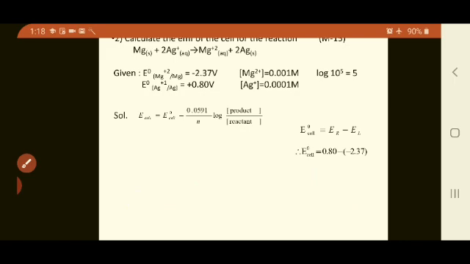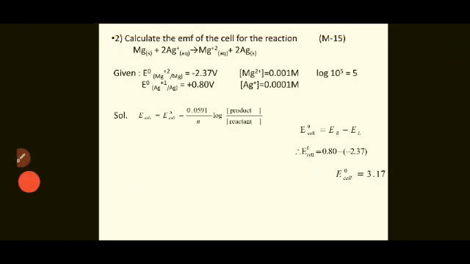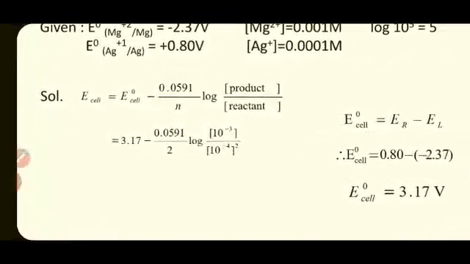E naught cell. So 0.80 minus (minus 2.37), so minus becomes plus. Now the total answer will be E naught cell is equal to 3.17 volt. Now substituting this value of E naught cell in the formula, we will get the next step, that is E cell is equal to 3.17 minus 0.0591 divided by 2 into log of 10 to the power minus 3.